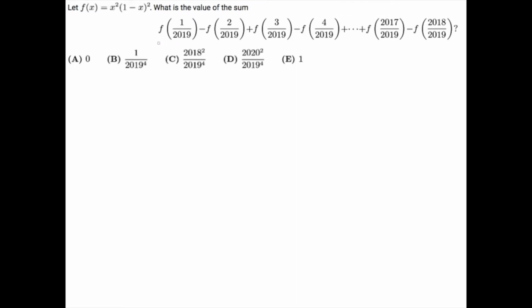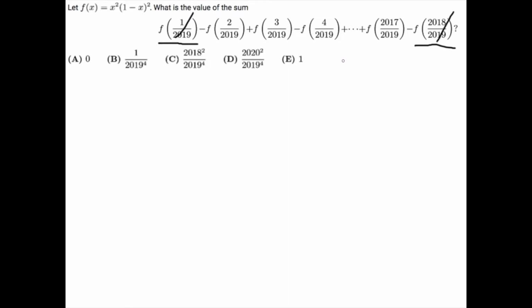So for example, f of 1 over 2019 will cancel with f of 2018 over 2019. Since if you plug in 1 over 2019 for x, 1 minus x will be 2018 over 2019, and likewise if you plug in x is 2018 over 2019, 1 minus x is going to be 1 over 2019. So these two are equal, so they'll cancel.